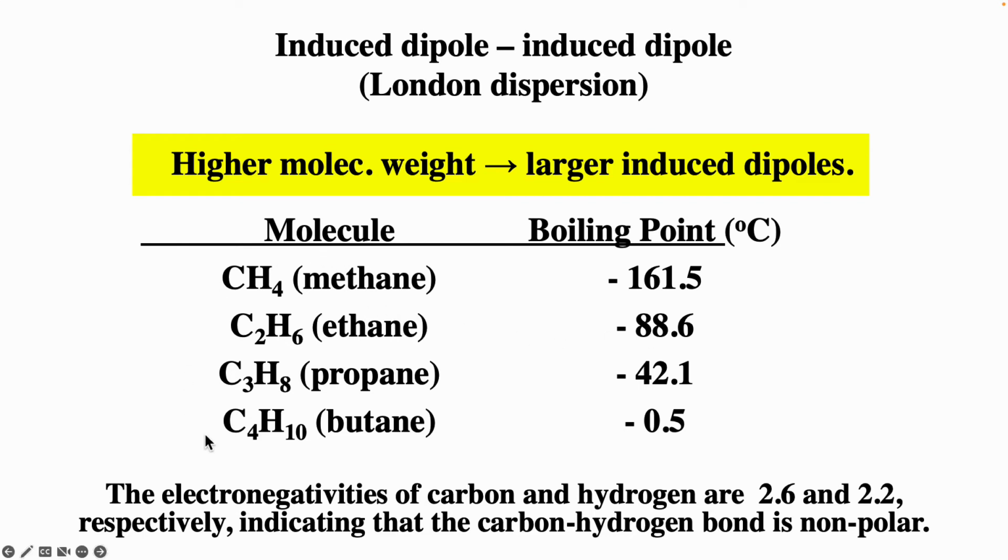Now for hydrocarbons, molecules composed of just hydrogen and carbon, because the difference in electronegativities between carbon and hydrogen is 0.4, and carbon never has a lone pair, hydrocarbons are nonpolar. And so the only interaction that they have is London dispersion. And so what we notice is that the heavier the hydrocarbon, the higher the boiling point. Again, higher molecular weight, easier to polarize, stronger London dispersion, higher boiling point, higher melting point, and the lower the vapor pressure.